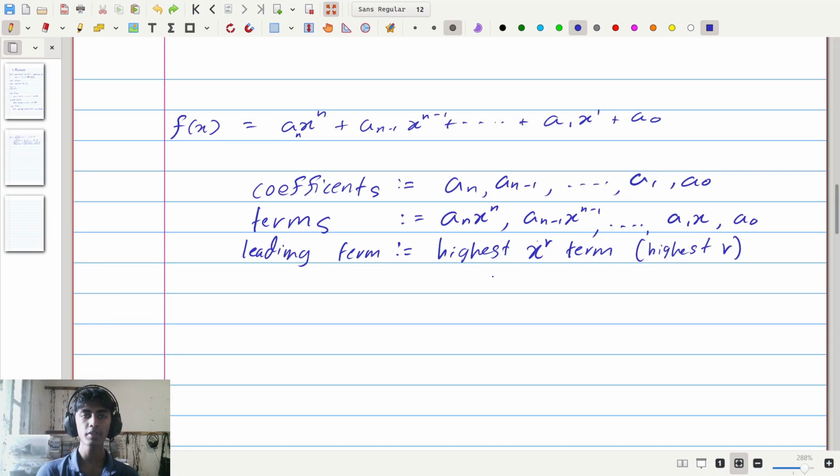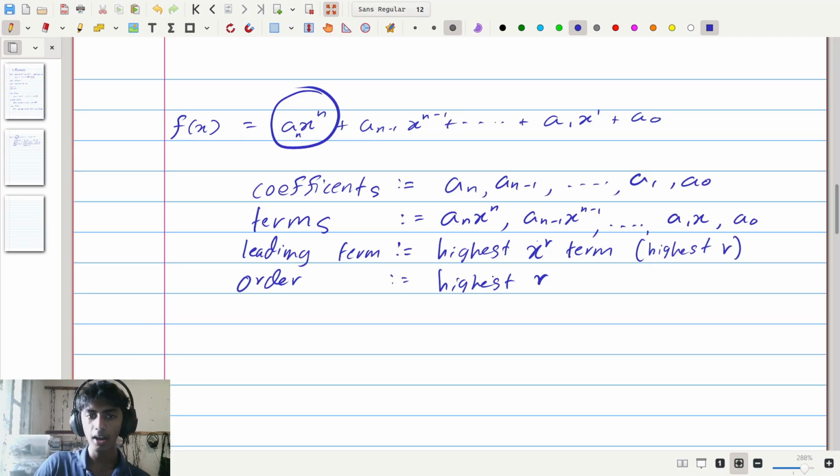Similarly, there is another word that we use, which is called the order. The order of the polynomial is the largest power, the actual highest power. In this case, the order of this polynomial is n, because that is the highest power of x that we have here. Note the difference between these two. The leading term is the entire term itself, but the highest power is the order. So this polynomial is of order n, but the leading term of the polynomial f(x) is a_n x to the n.